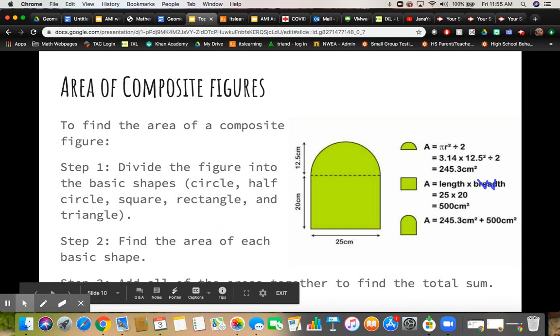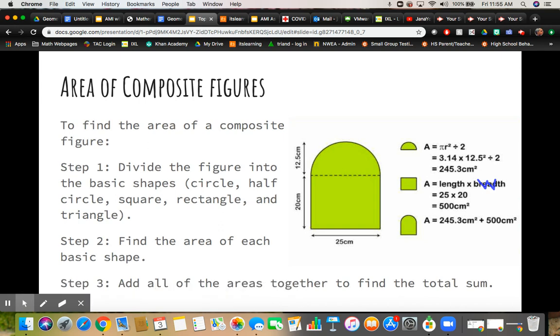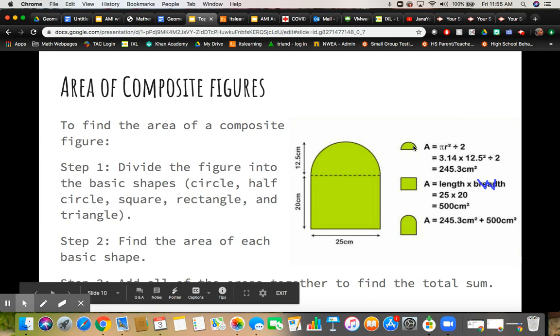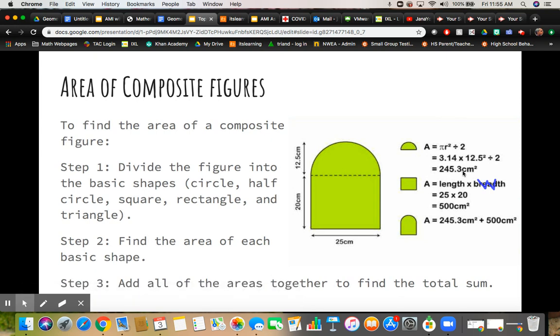Well, step 3, after you find the area of each of the shapes, you're going to add all of the shapes together and find the total sum. And so they did the half circle, which was 24.53 plus 500.